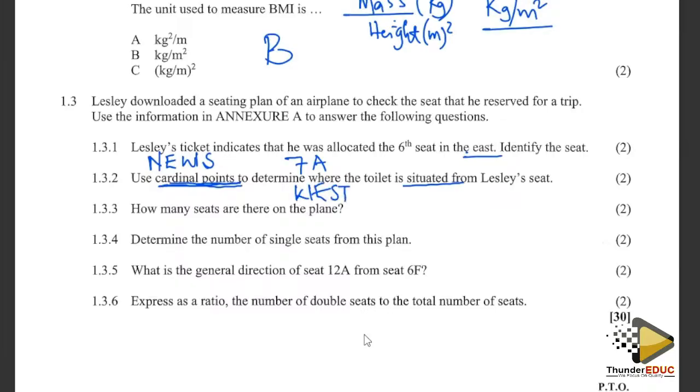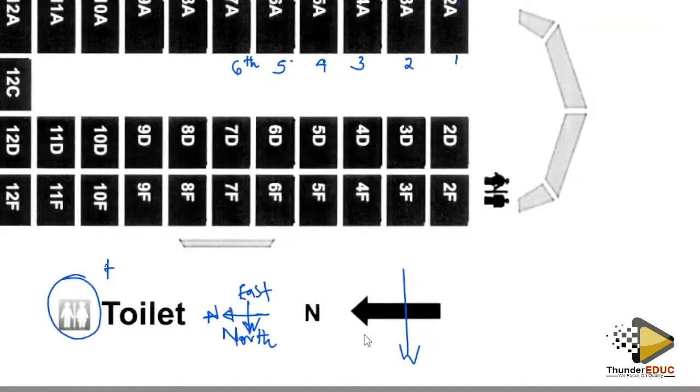How many seats are on the plane? We go to the next chart. How many seats on the plane? Easy mathematics. Here we have, okay, this is our 6. So 7, 8, 9, 10, and 11. But how many complete like this? There are 3 of them.